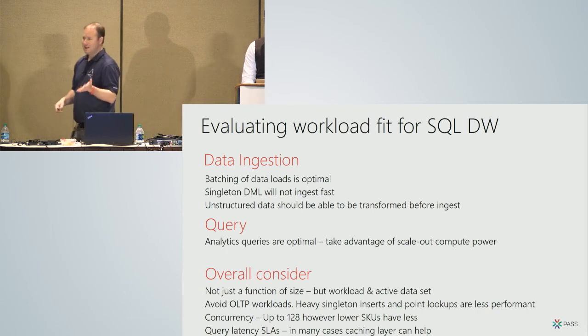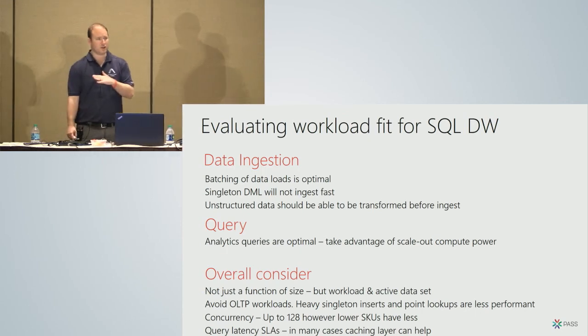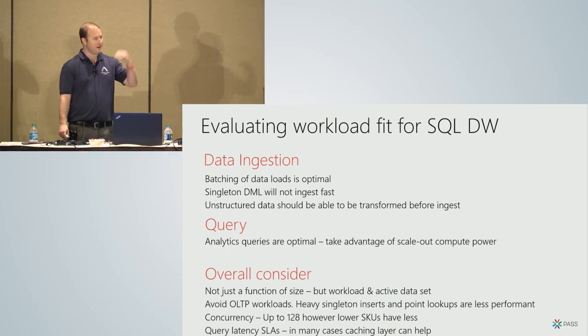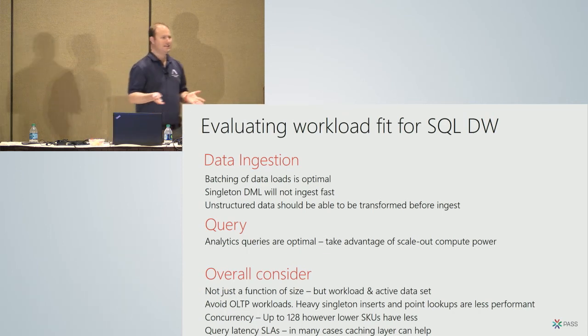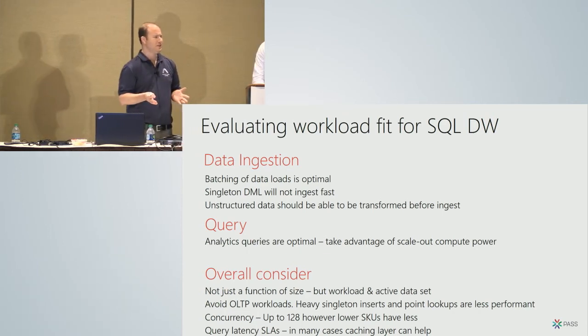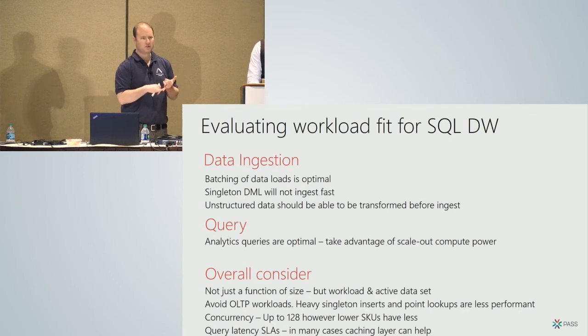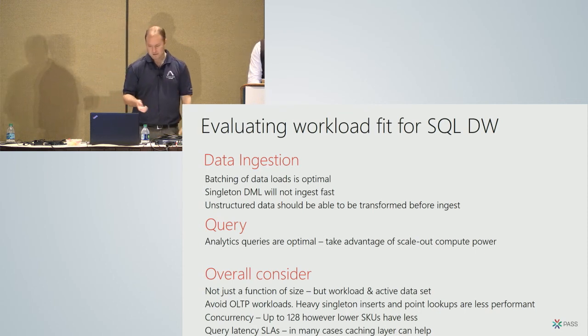A couple other considerations with SQL DW, as John mentioned, are concurrency, 128 on the high end. Lower SKUs will typically have less. And then query latency SLAs. This is a typical scenario that we get with a number of customers that are pushing high concurrency workloads, a number of queries, and scenarios where they'll have dashboard type queries where the SLAs may be, say, 3 to 5 seconds for the execution of that particular query. So we'll typically use a caching layer in front of SQL DW to handle this.